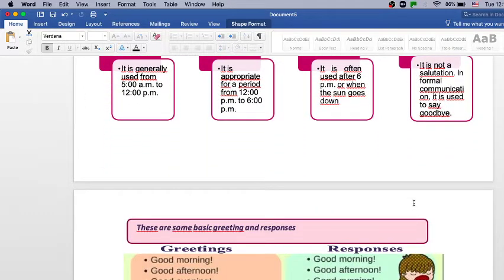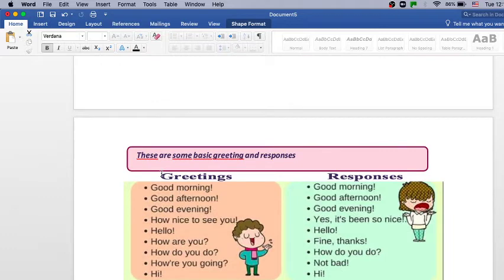There are some basic greetings and responses here. Here are some greetings, and here are some responses that you can use to answer. Good morning, good afternoon, good evening, how nice to see you, hello, how are you, how do you do, how you're going. These three are similar. If I ask you how do you do, you can say I'm fine, not bad. Or if I ask you how are you, you can say fine, thanks. Pretty cool. These three have the same connotation or the same sort of meaning.